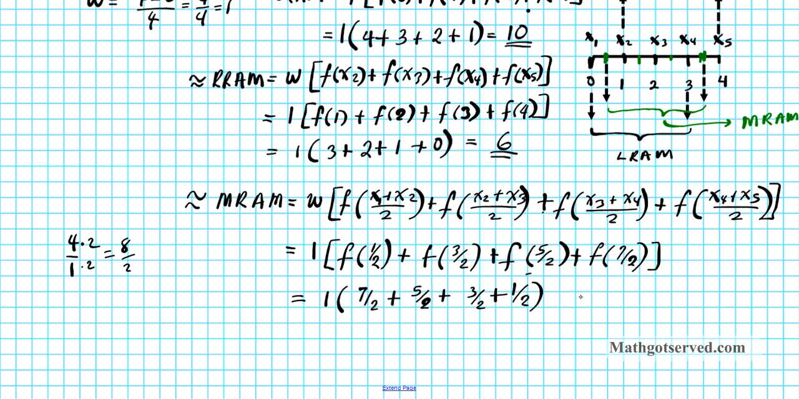Now if you add this all together, your final answer is 7 plus 5 plus 3 plus 1, which is 16 over 2. 16 on the top over 2 is just 8. So 8 is our midpoint rectangular approximation. Now, I'd like to represent our solution graphically for you so you can see exactly what we're doing.